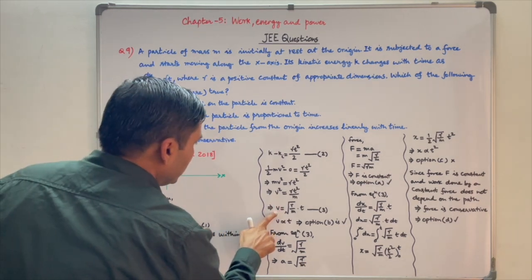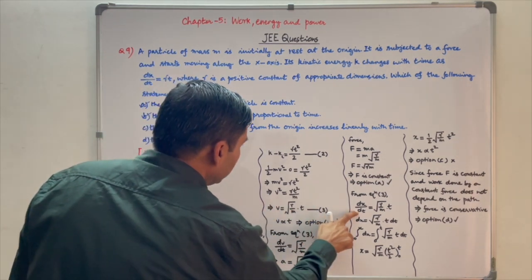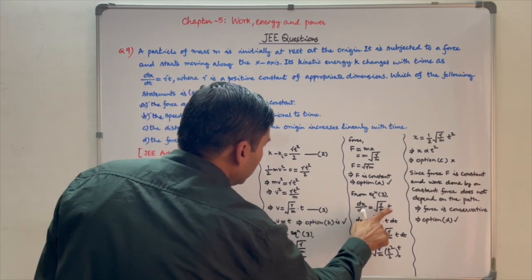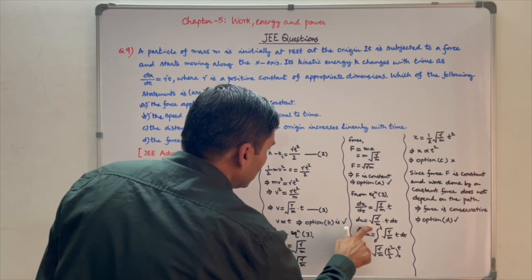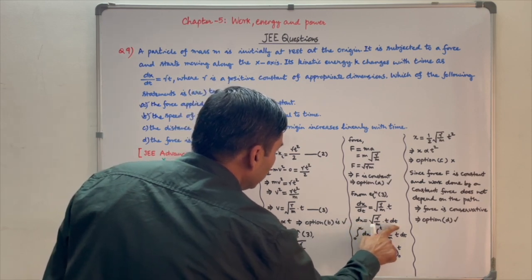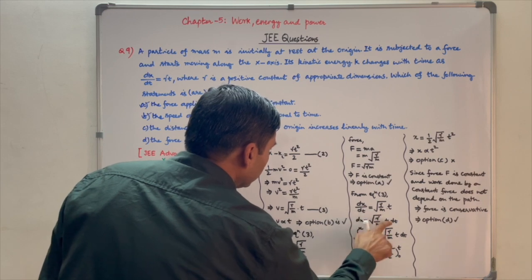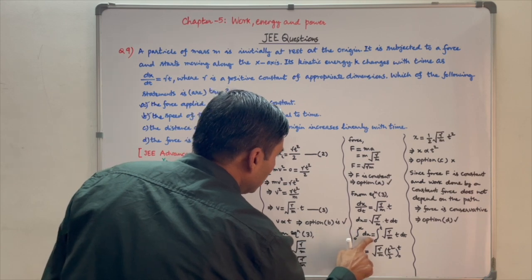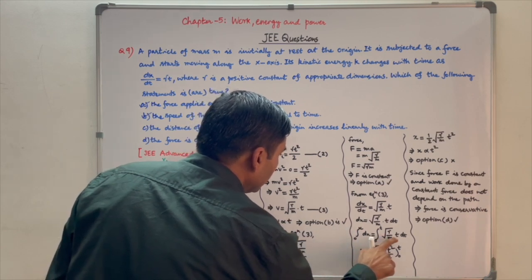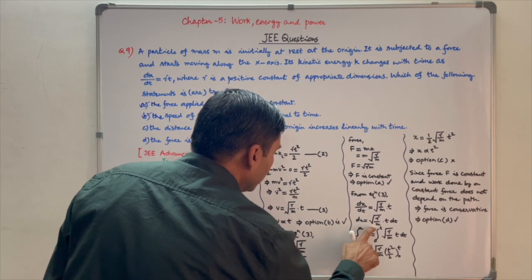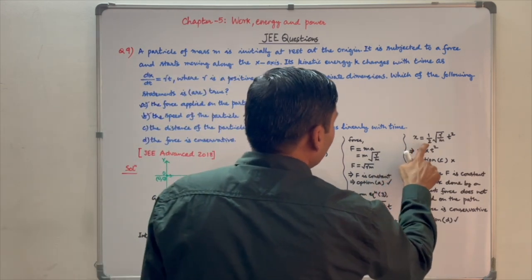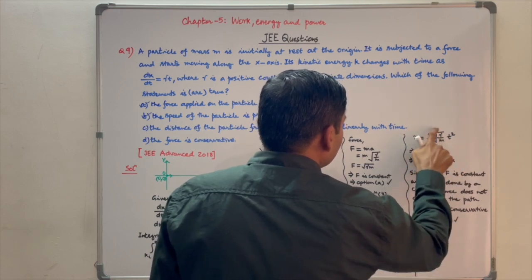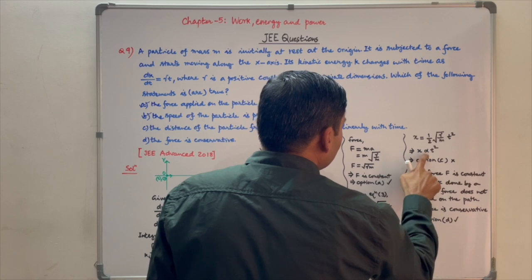Again, from equation 3, v can be written as dx by dt. So dx by dt is equal to under root gamma by m into t, or dx is equal to under root gamma by m into t dt. We can integrate both sides of this equation within limits. So integration of dx from 0 to x is equal to integration of under root gamma by m into t dt from 0 to t. This gives x is equal to 1 by 2 under root gamma by m into t square. This part is constant. That means x is proportional to t square.